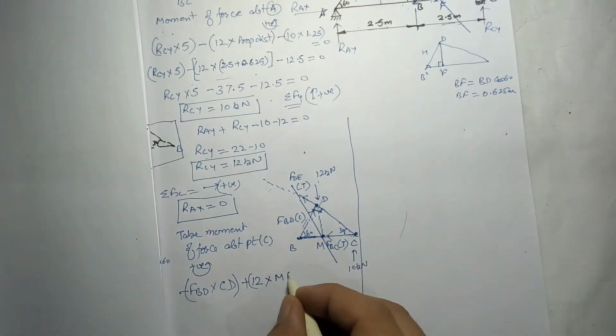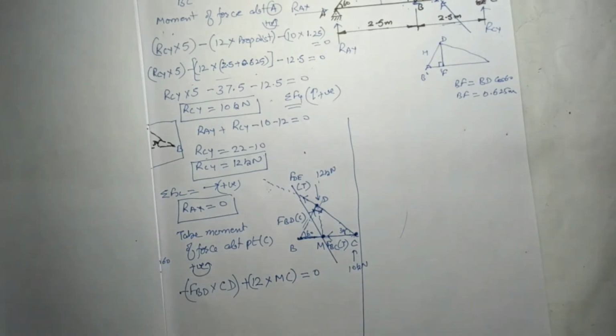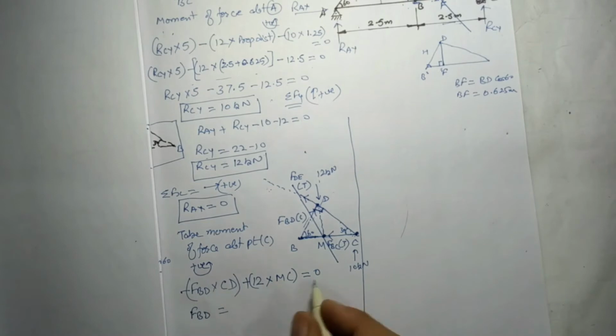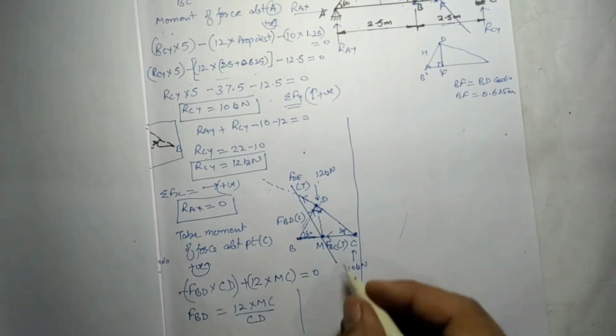So I will take the sum of moments about C equal to 0, right? First I will write the equation. So FBD, it will go on that side: 12 into MC divided by CD. So can we find out MC?